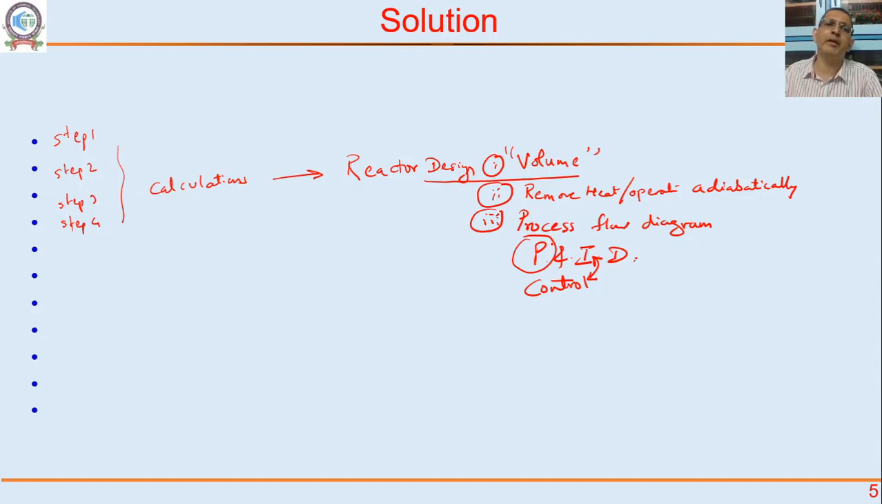This is what we mean by reactor design. Not just finding volume. This is what you've done in your undergraduate course. You have just found out volume. Residence time multiplied by flow rate, you just found out volume. But that's not all. So at least find volume now. So pause the video, do this for yourself.